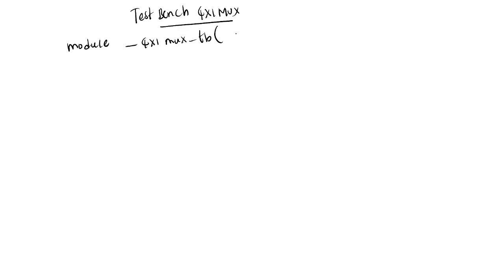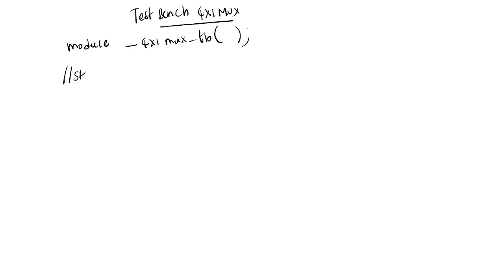Okay. Testbench means testbench for 4x1 mux. How to write? So same thing, same process. Testbench for 4x1 mux. First, you need to initialize the testbench module. So what is my module? Module underscore 4x1 mux underscore tb. Okay, tb. So you are not giving any inputs and outputs, that's why the bracket is empty.